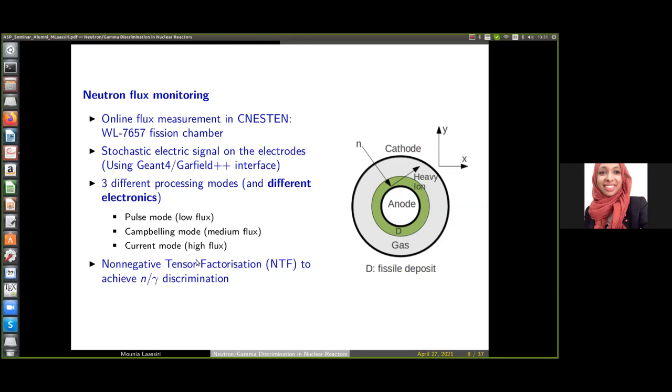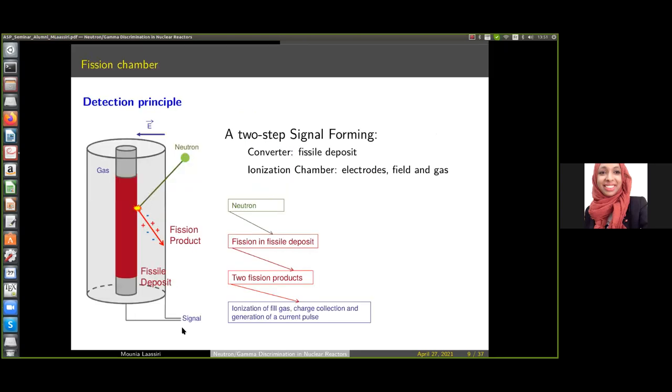Here, a proposed method called non-negative tensor factorization algorithms resolves these issues without any a priori information about the manner of their mixture inside the chamber and under any neutron flux range. I will get back to this method in more detail later. Now let's move to describe the materials and methods used in this research work.